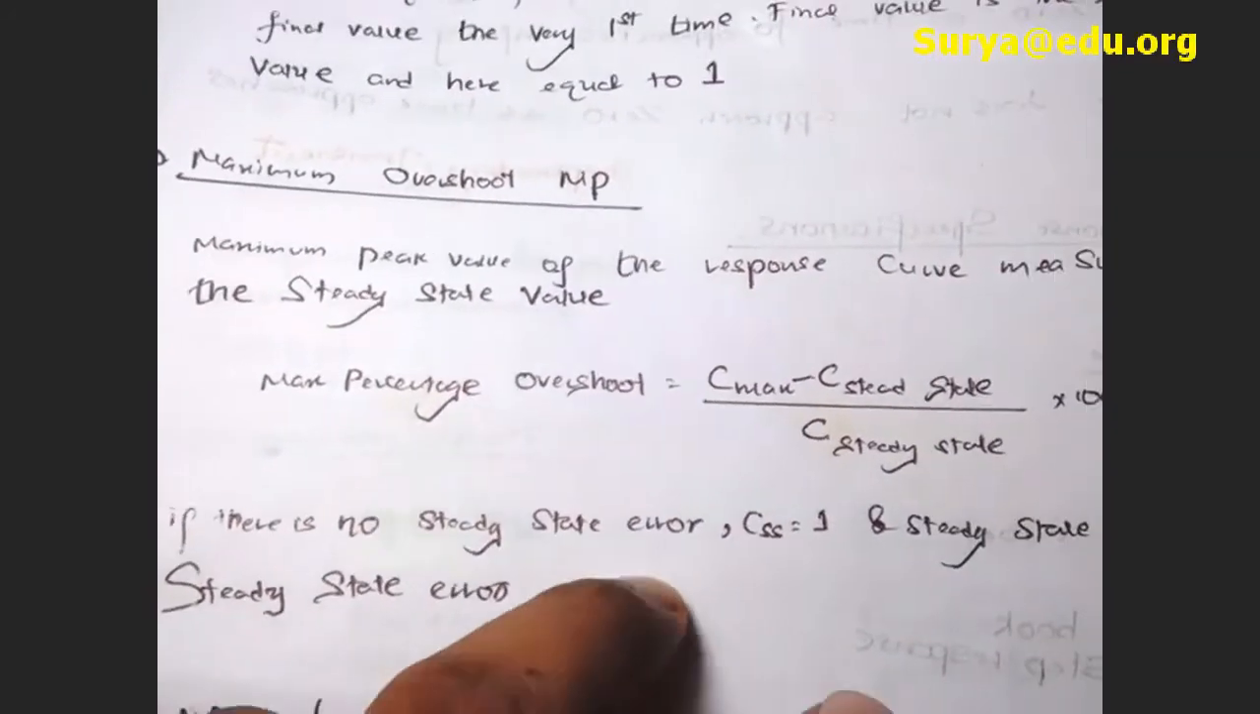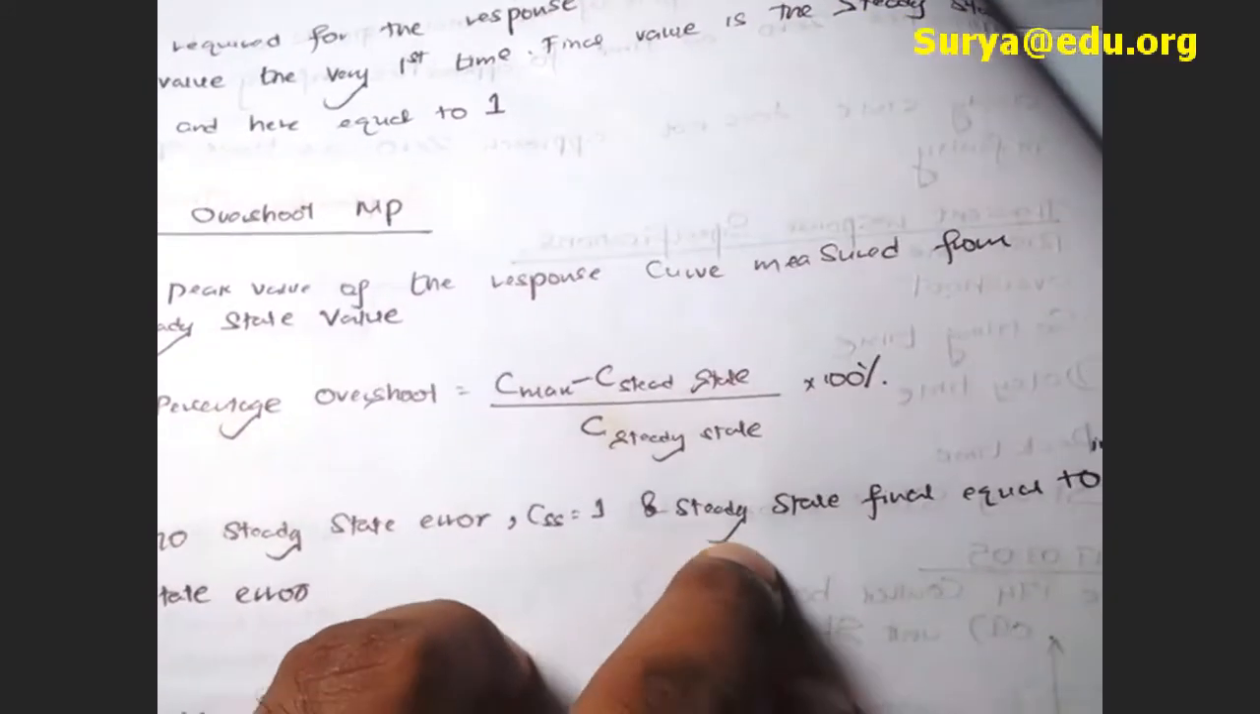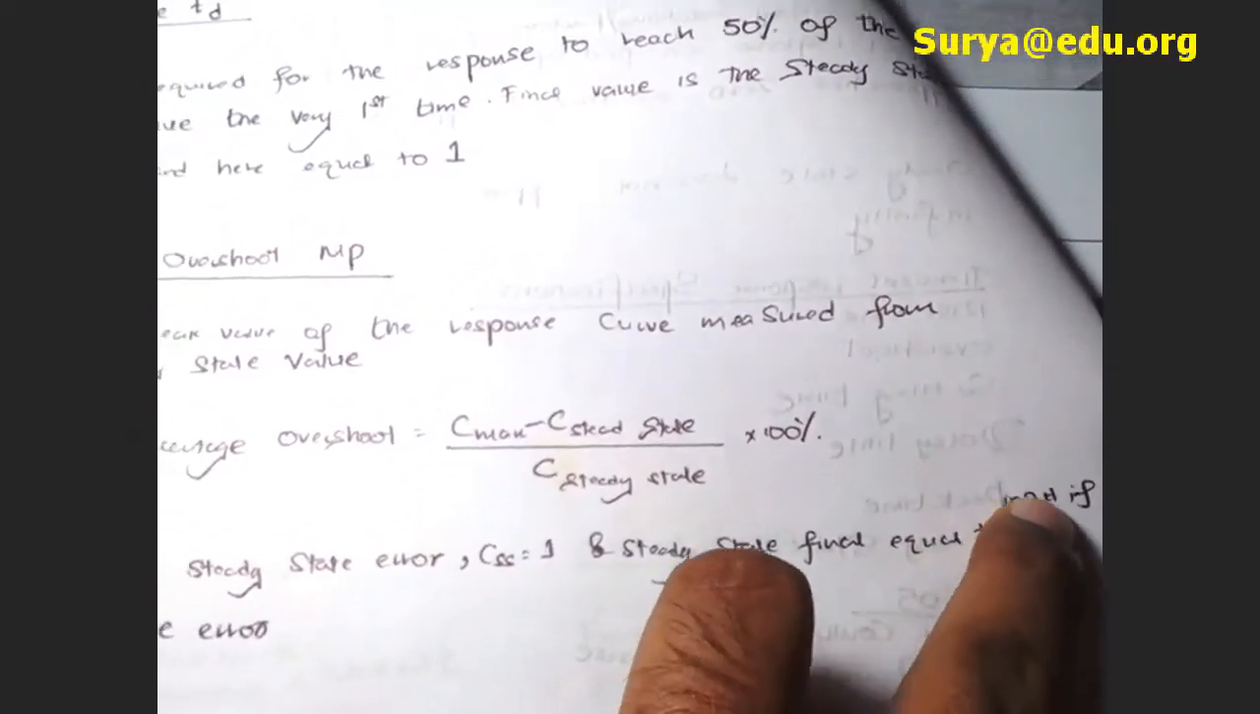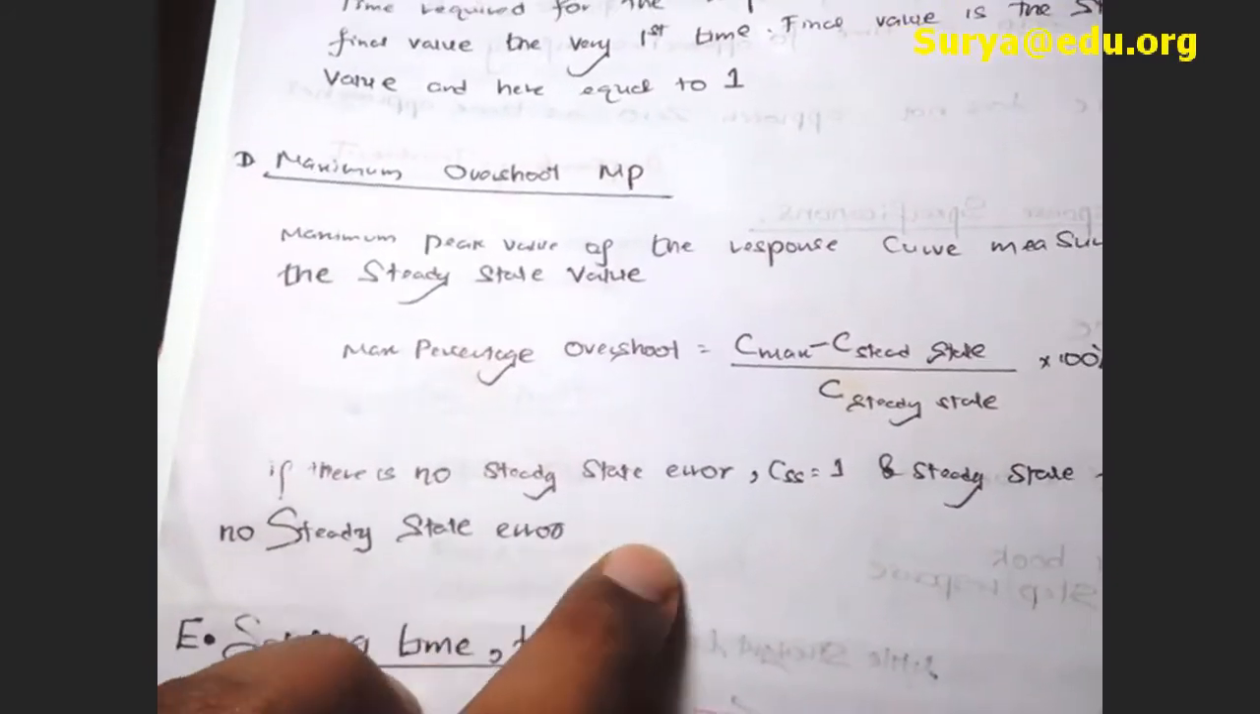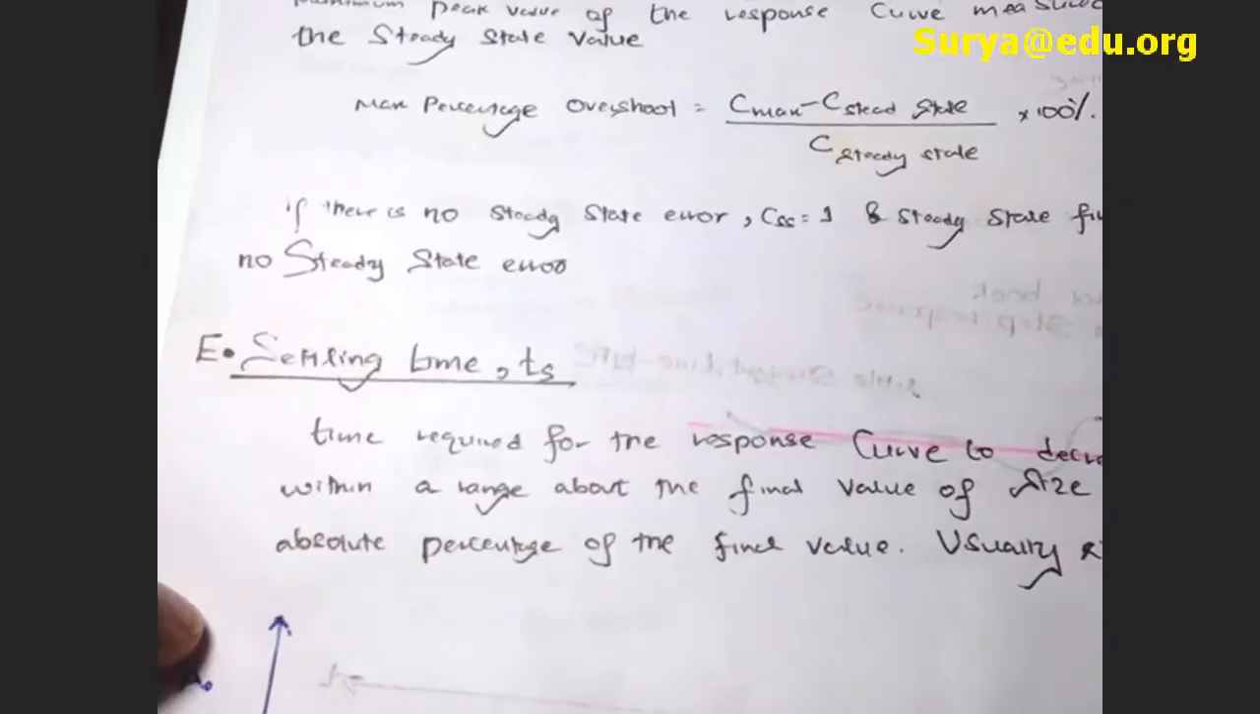If there is no steady state error, that means CSS equals 1, and the steady state final value equals the input. If there is no steady state error, just go through it.